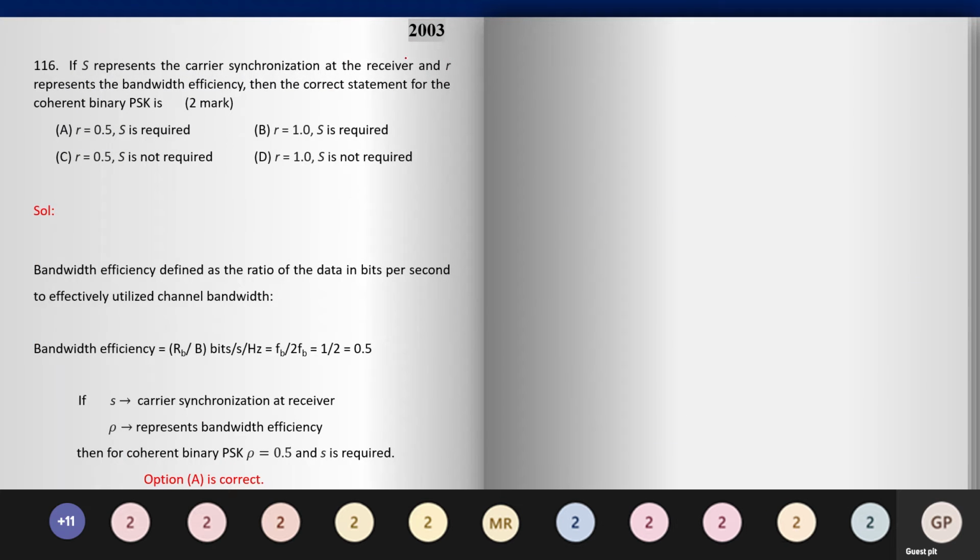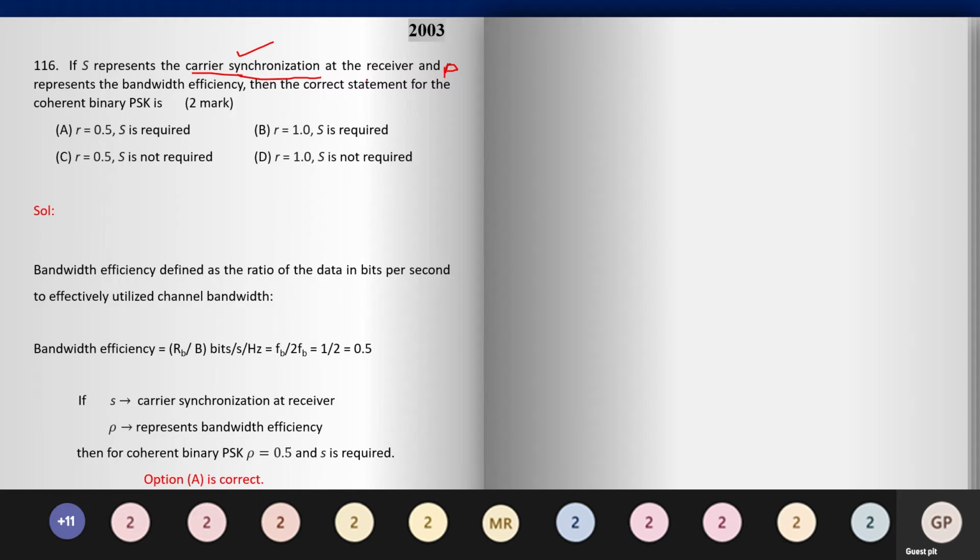They have asked: if S represents the carrier synchronization at the receiver and rho represents the bandwidth efficiency, then which is the correct statement for coherent PSK. So first you should be aware of what the terms given are. Carrier synchronization at the receiver.